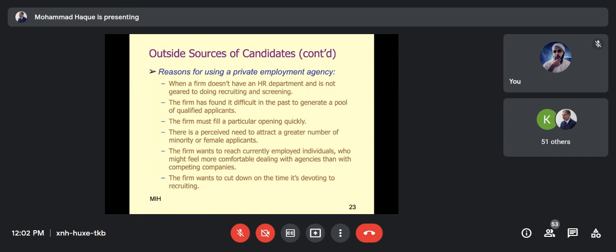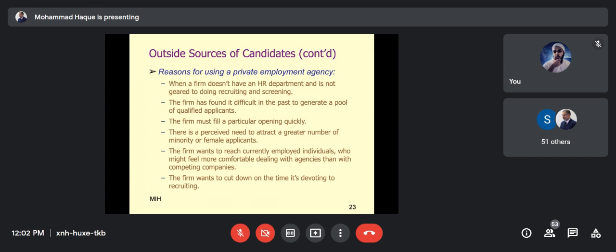Now, what are the reasons for using a private employment agency? When a firm does not have an HR department or has a weak HR department, we go for an agency. When the firm has found it difficult in the past to generate a pool of qualified candidates, we look for an agency. The firm must fill a particular opening quickly. Then they opt for an agency.